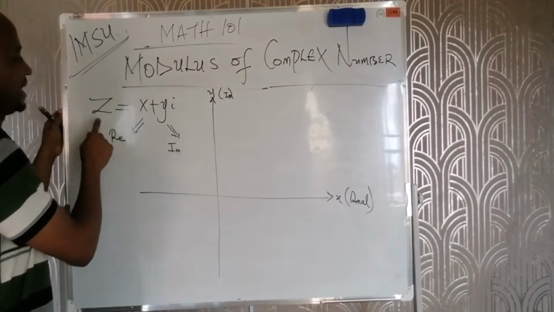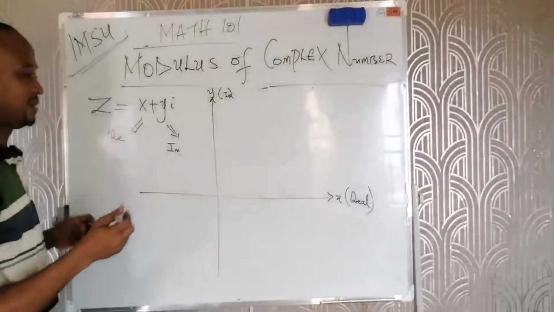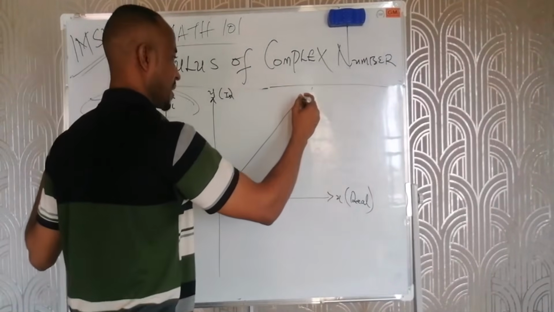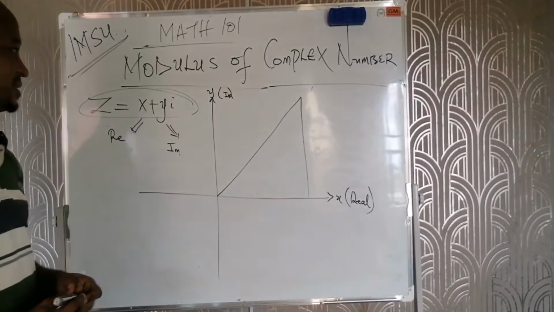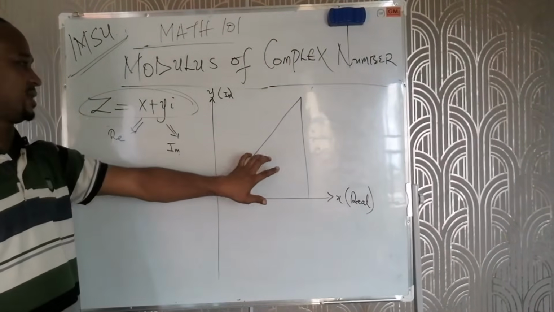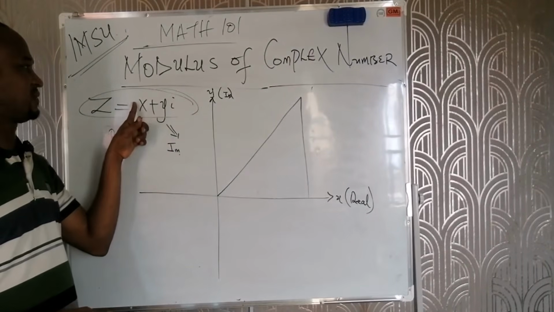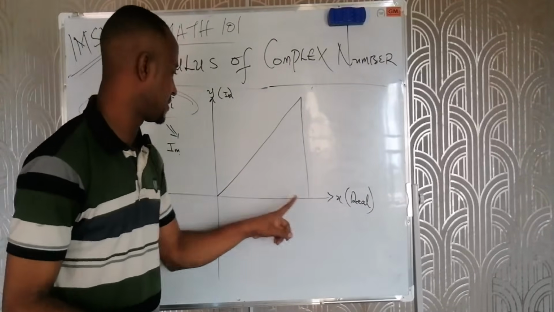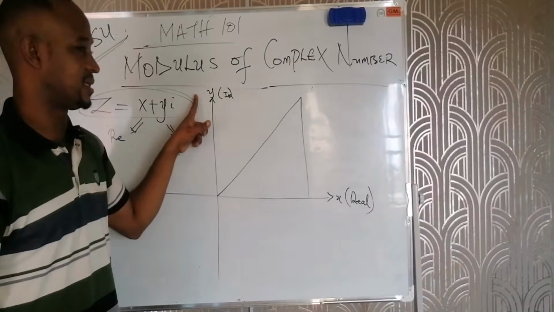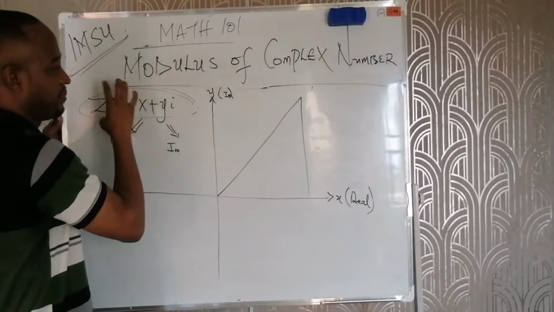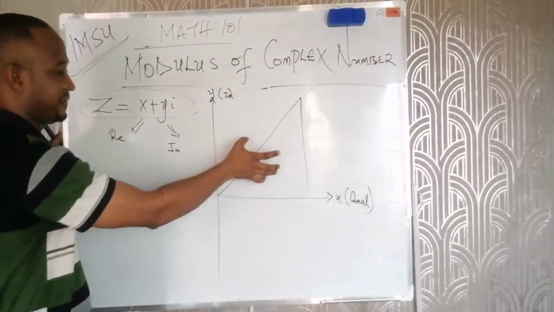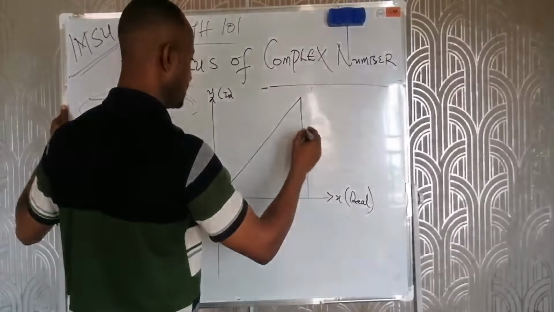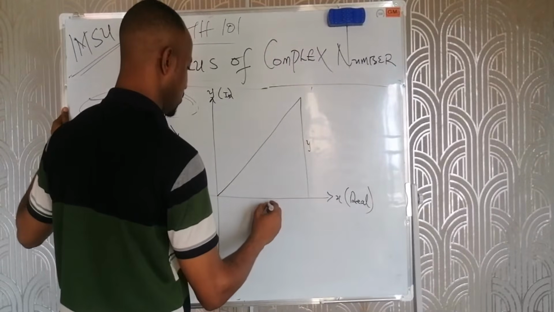So if the value of z equals x plus yi, it means I can represent this z in this Cartesian diagram. Why do we put it here? Because x is positive, y is positive. So on this side I have the positive x-axis and the positive y-axis. So I'm representing my complex number z generally in the first quadrant, right? So here we have y, here we have x.